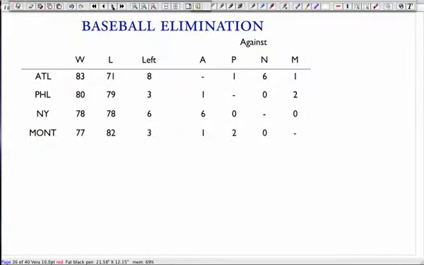Okay, very last, very cool application of this, which is not related to graphs at all. So take a look at this baseball elimination table. Clearly, Montreal has no chance here, right? They have 77 wins, only 3 games left, and Atlanta already has 83. So they're not going to any pennant. Agree? Okay, very good. Everybody understand what I just said here?